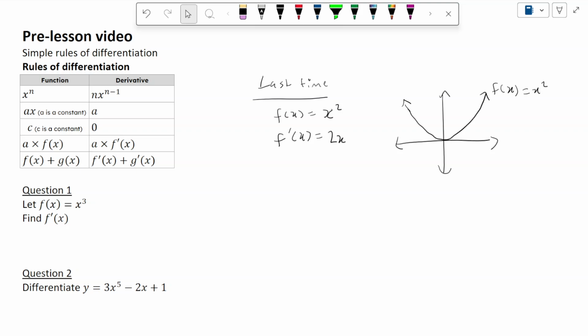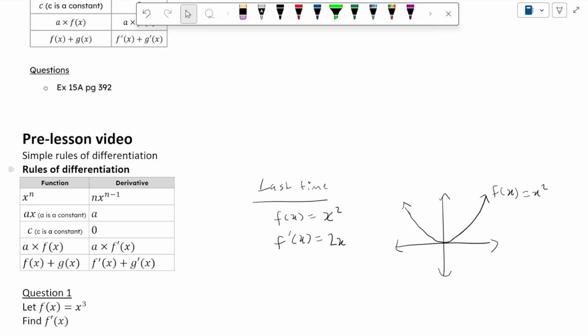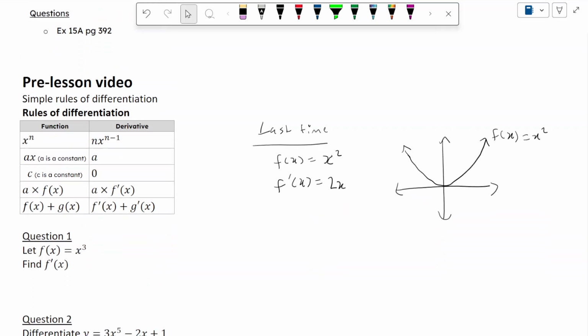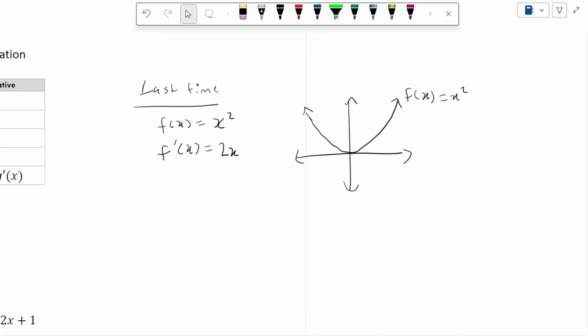Right, we're looking at rules of differentiation in this video. Just to refresh what a derivative is, we have a function like the one we looked at last time, x squared, and we saw last time that the derivative was 2x. That thing there is called the derivative. It means slope of the function, and sometimes we write it as dy over dx.